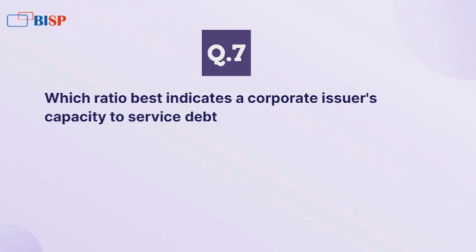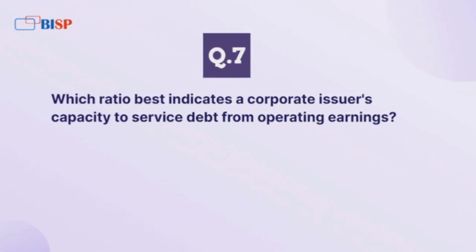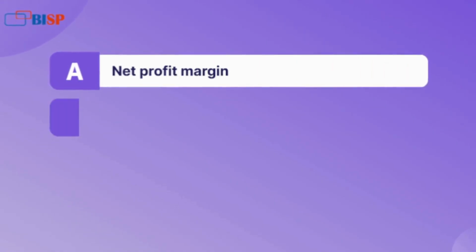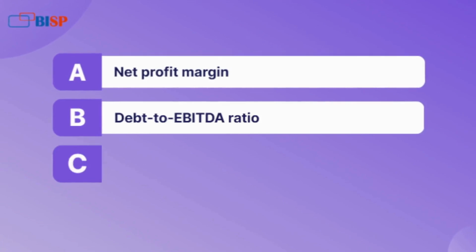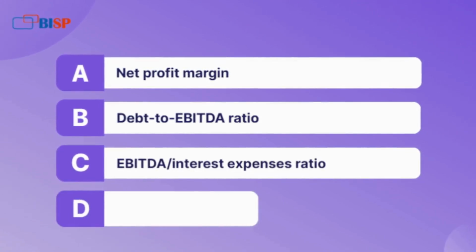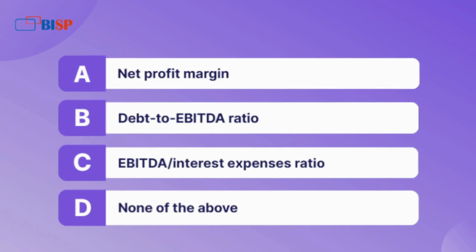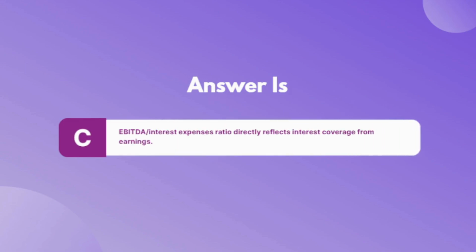Which ratio best indicates a corporate issuer's capacity to service debt from operating earnings? A. Net profit margin. B. Debt to EBITDA ratio. C. EBITDA/interest expenses ratio. D. None of the above. Answer is C. EBITDA/interest expenses ratio directly reflects interest coverage from earnings.